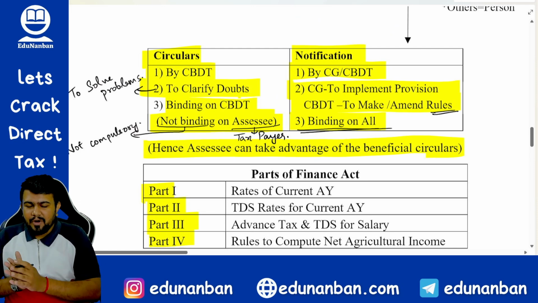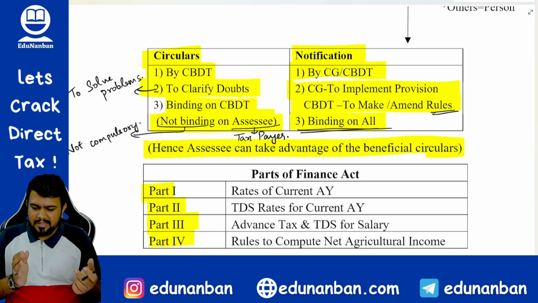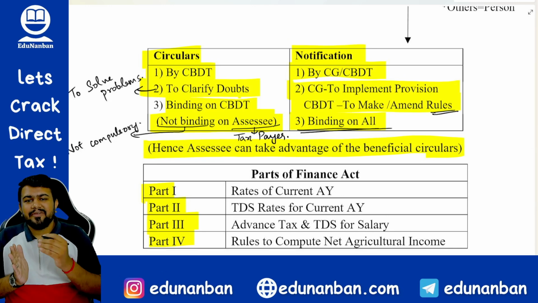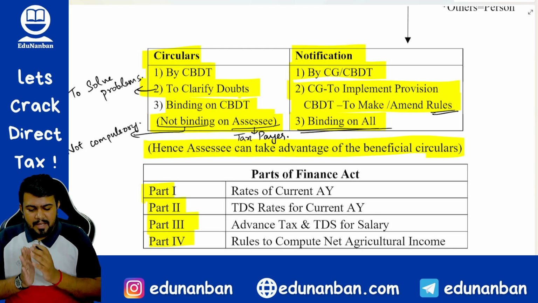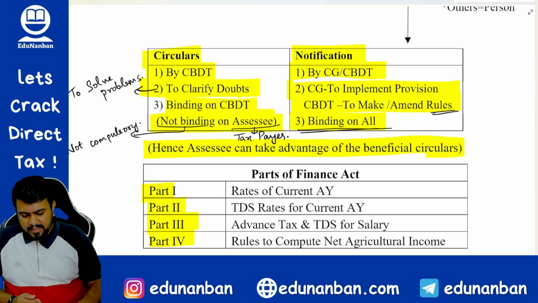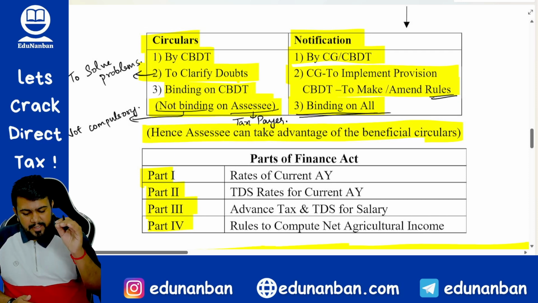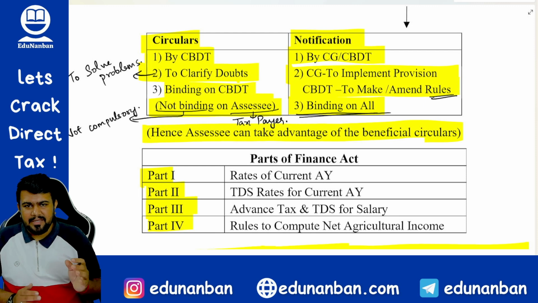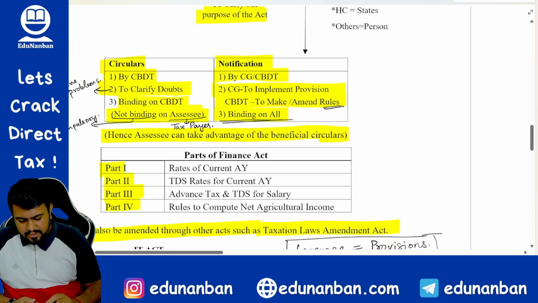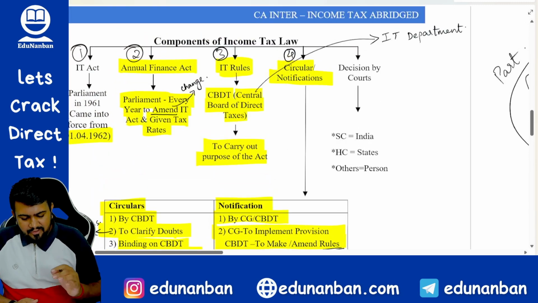Let me summarize both of them for you. A circular can be brought out by CBDT. A notification can be brought out by the central government as well as CBDT. Circulars are given to clarify the doubts or to solve the problems, but a notification is given to implement the act for the central government and to implement the rules for CBDT. Then a circular is binding only on CBDT, not binding on the assessee, but a notification is binding on everybody, CBDT as well as the assessee. You get my point? So I hope you are clear with the difference between circular and notification.